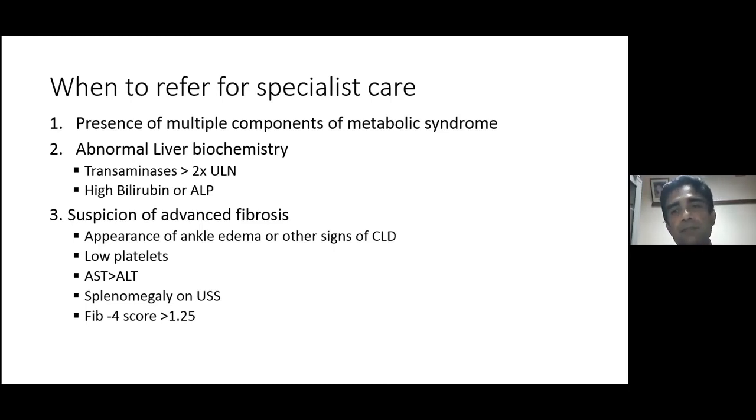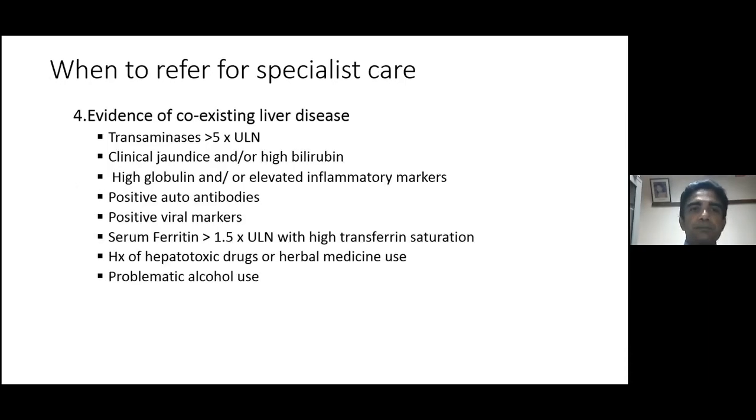Suspicion of advanced fibrosis: appearance of ankle edema is the commonest presenting complaint of our NAFLD patients with cirrhosis. So be watchful when you see a non-alcoholic fatty liver disease patient for the signs of chronic liver disease. And thrombocytopenia, AST more than ALT, splenomegaly on ultrasonography. FIB4 score, as I explained to you all earlier, can be easily calculated. If the score is more than 1.25, please refer the patient for specialist care.